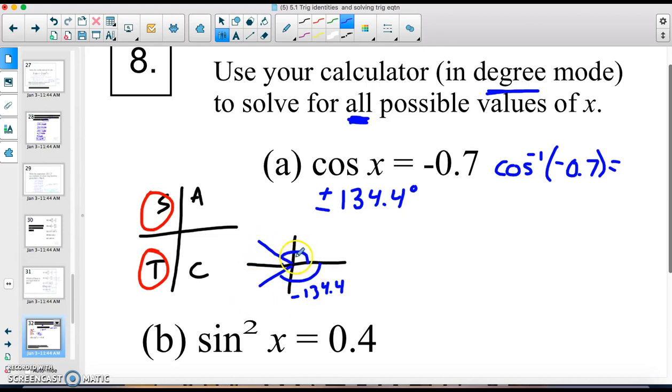We once again have to consider those coterminal angles. So every 360 degrees or every 2 pi, that's going to happen again. So to that plus or minus 134.4, since we're doing degrees, I'm going to add 360k. So that'll give you your coterminal angles at both the positive and the negative 134. So those would be all the possible times when cosine x could equal negative 0.7.